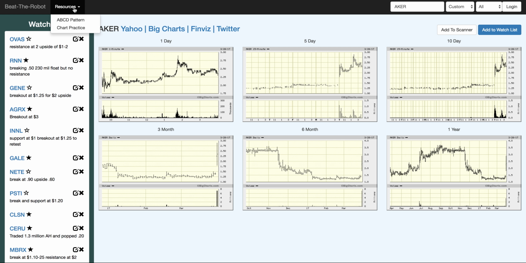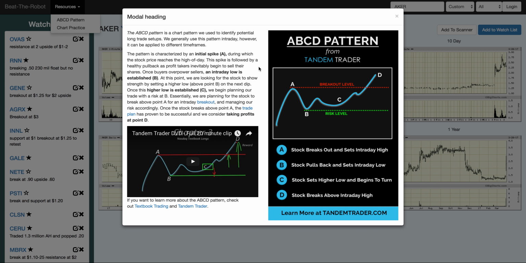This is information from Investors Underground. I just took it from his website. And if you want to learn more, you just go to tandemtrader.com. So the ABCD pattern is a high of day, which is the A, then it settles down, which is the B, the low of day. It's not going to retrace all the way back down to where it started, but it tends to retrace and base at a certain level.